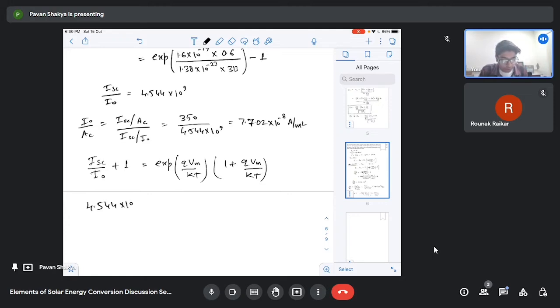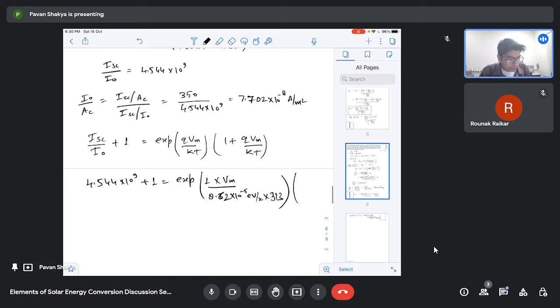Now if we put the values, then this ISC by I naught, that is 4.544 into 10 to the power 9, plus 1 will be equal to this exponential of Q, that is 1 electron volt, Vm that we have to find out, this K that is 8.62 into 10 to the power minus 5 electron volt per Kelvin, multiplied by the temperature, that is given as 313, and it will be multiplied with this 1 plus Q, that is 1 into Vm divided by this K, that is 8.62 into 10 to the power minus 5 multiplied by this temperature.